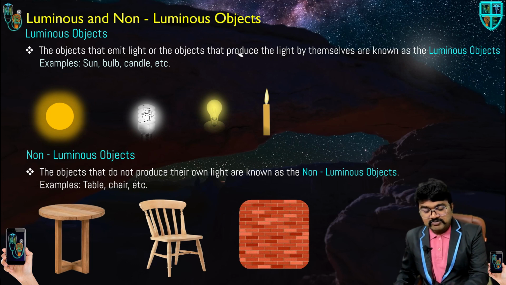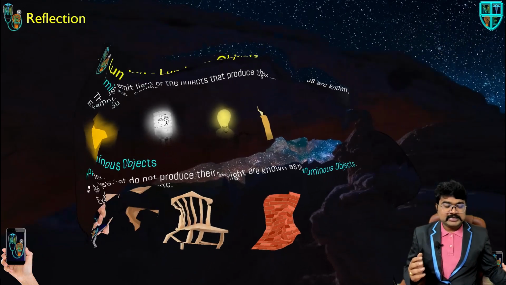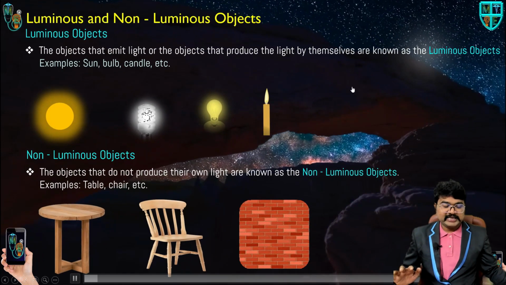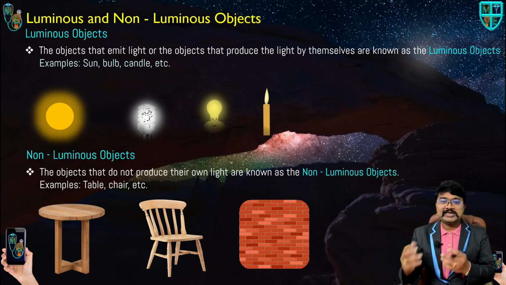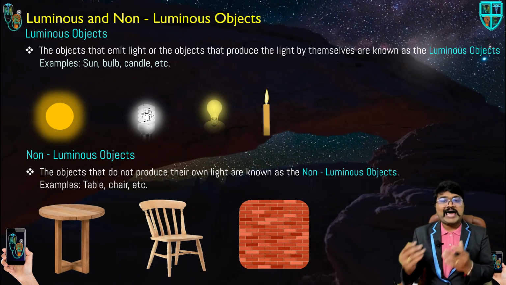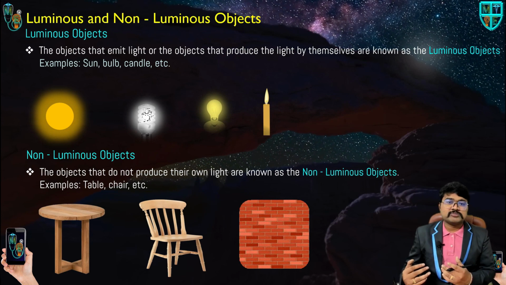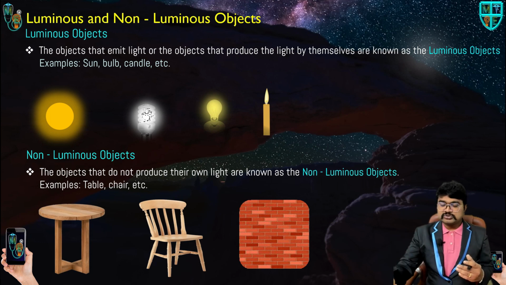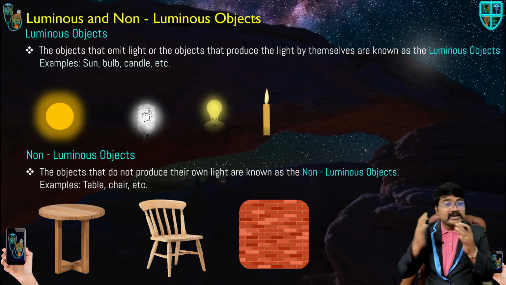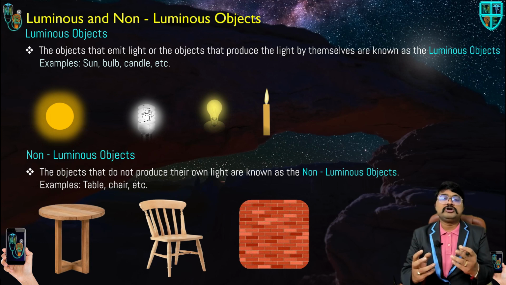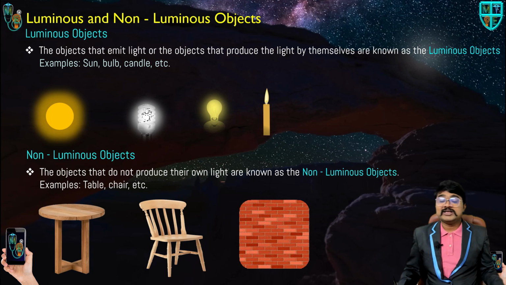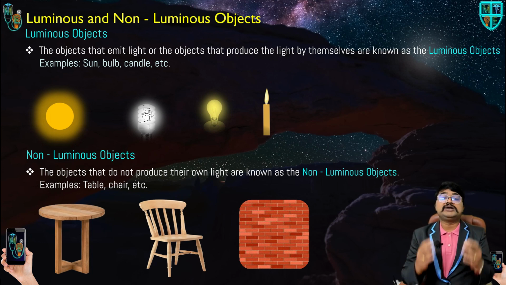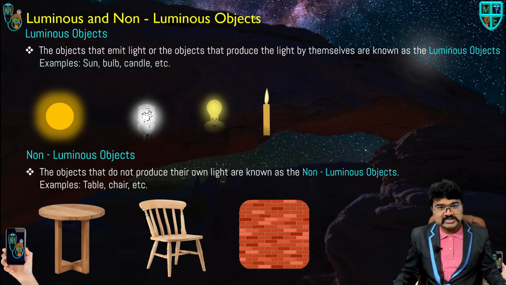I repeat, here we have two types of objects: luminous objects and non-luminous objects. Luminous objects emit light or produce light. Non-luminous objects can't emit or produce light themselves. When light from a source, which is a luminous object, is incident on non-luminous objects, you are able to see these non-luminous objects. Understood now? These objects can't produce or emit light themselves. In this manner, we can classify the objects into two types, luminous and non-luminous objects.